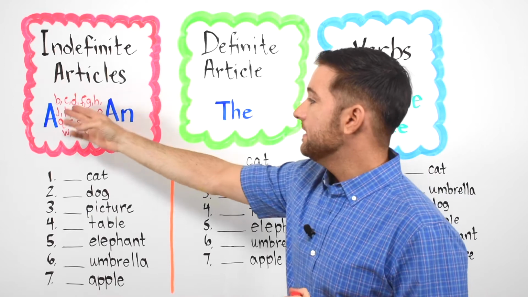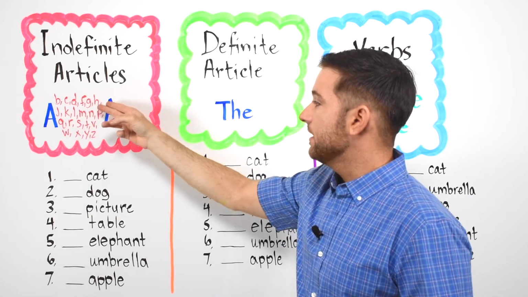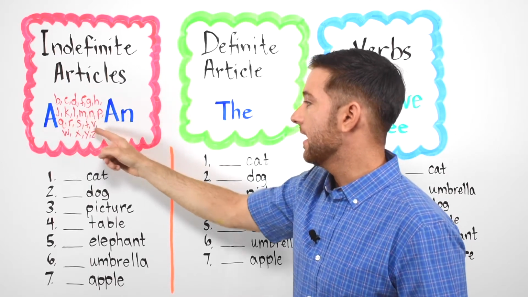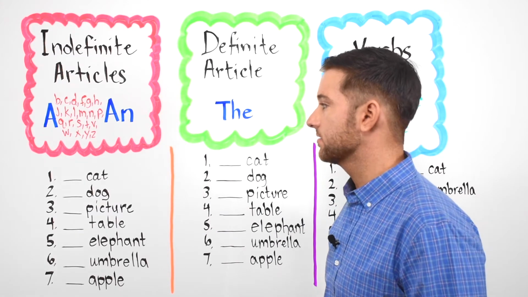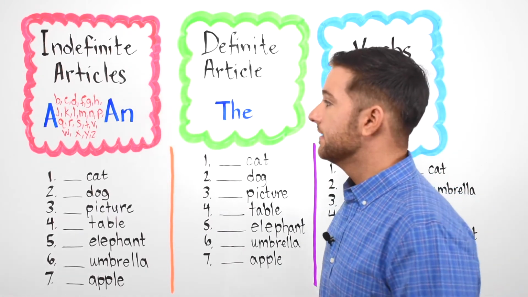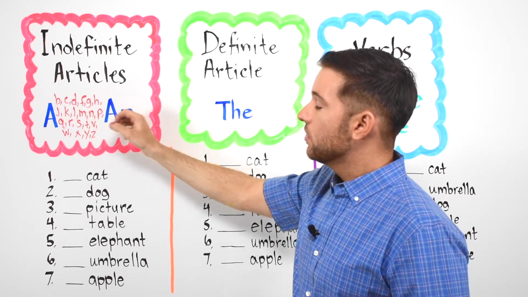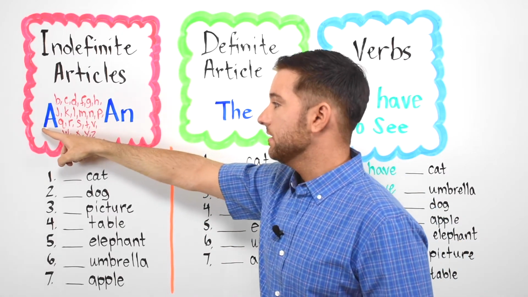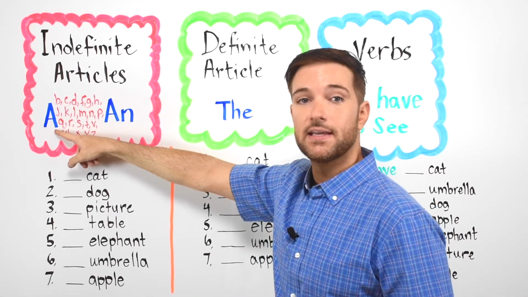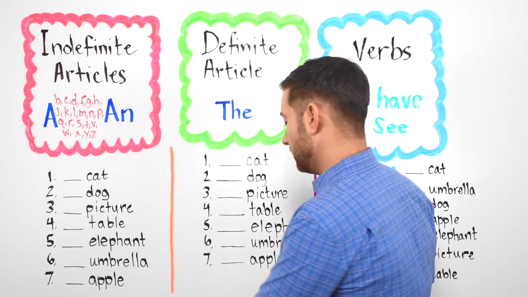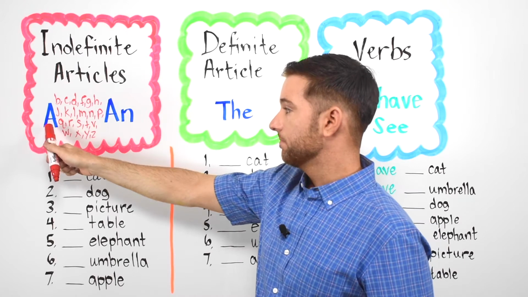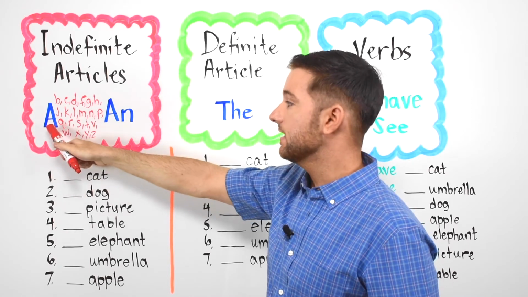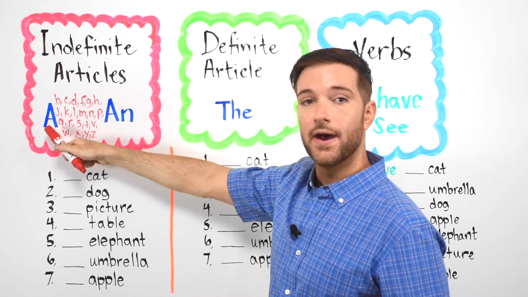Now, if a noun begins with one of these letters, we know that the indefinite article that precedes the noun is going to be the article a. Oftentimes people call it a. So it's pronounced a, or it can be pronounced a, especially in America. Americans usually say a.